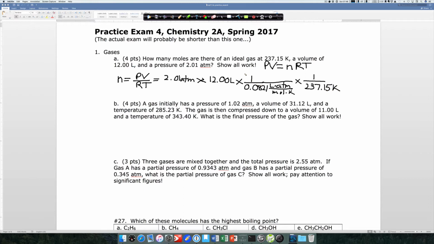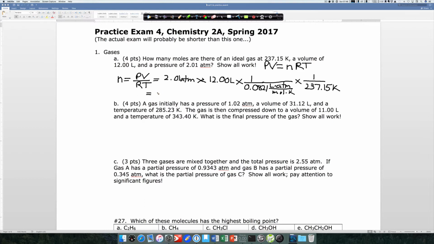Now I'm going to do a double check, make sure all the units are correct. So we've got atmospheres, that's going to cancel with this atmospheres. Liters, going to cancel with liters. Kelvin, believe me, it's going to cancel this Kelvin. This mole is going to end up top, and that's exactly what we want. So everything is set up and ready to go. So I'm going to get my calculator and do this real quick.